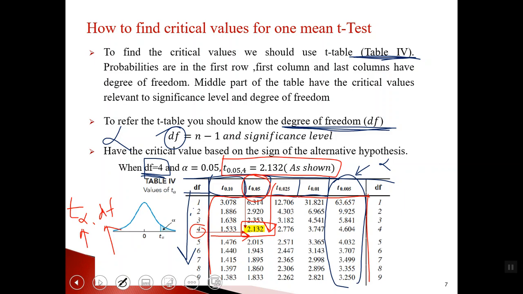But here, the body part values are not probability values. Probability values are these, see, alpha, those are probability values, but these values are not. They may have huge values, see, 3, 6, 12, 31, 63, something like that. Those are t values. So you will see how we deal with these t values.